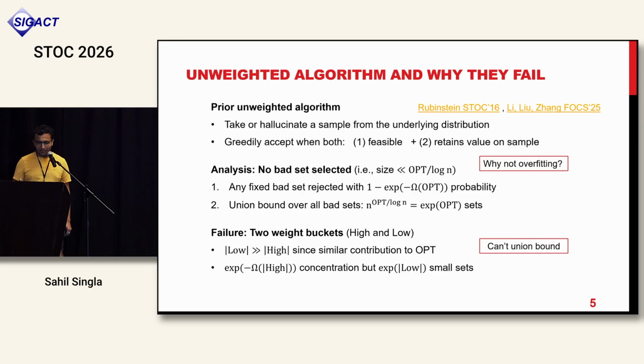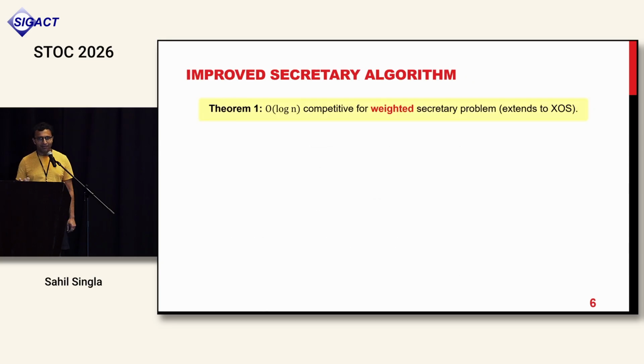And so this is where the idea of making decisions for the big, high weight elements first will help. So for instance, in the secretary problem, the random order setup, as we were saying, we are able to get a single log guarantee for this weighted setting.